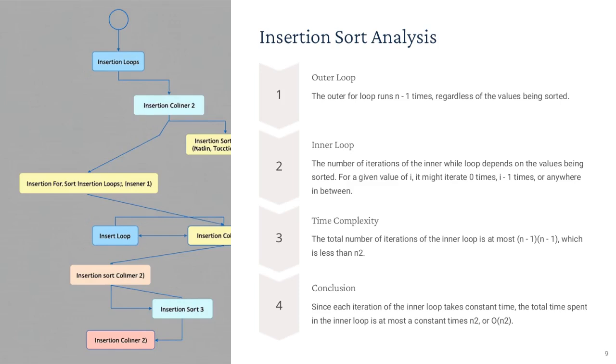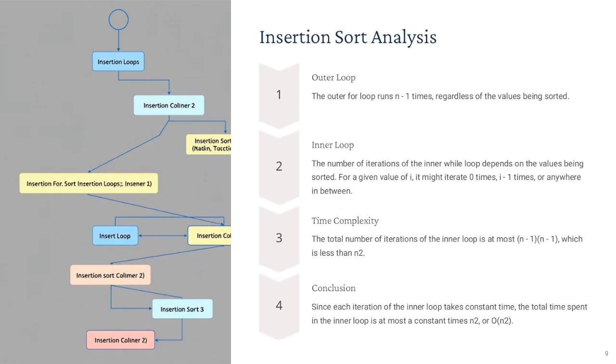The analysis of insertion sort demonstrates how running times are calculated and characterized. The outer loop runs n-1 times regardless of the input, while the inner loop's iterations depend on the data being sorted. For each i in the outer loop, the inner loop may run 0 to i-1 times, depending on the number of shifts required. In the worst case, the total inner loop iterations approximate n(n-1)/2, which is less than n squared. Since each iteration of the inner loop takes constant time, the total running time in the worst case is proportional to n squared, leading to a time complexity of O(n squared).